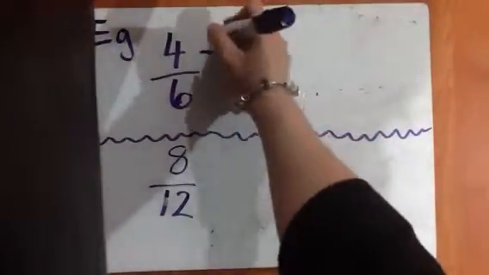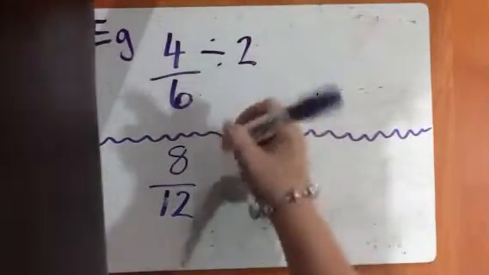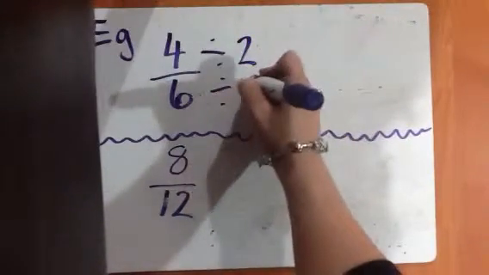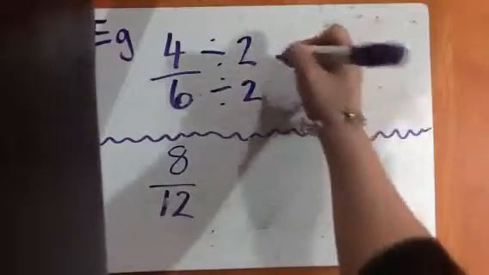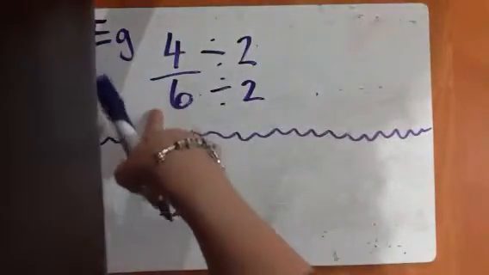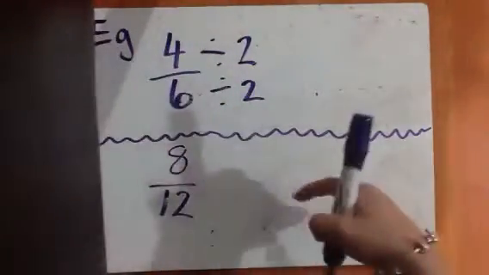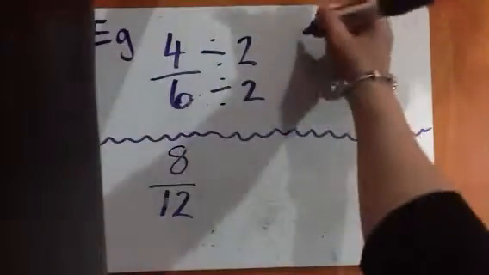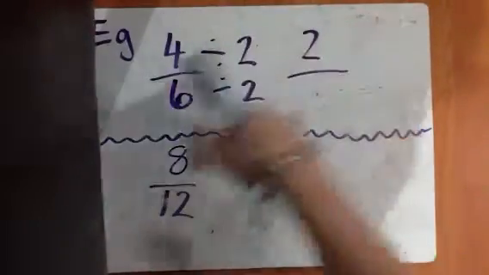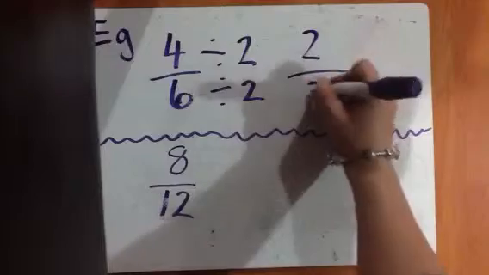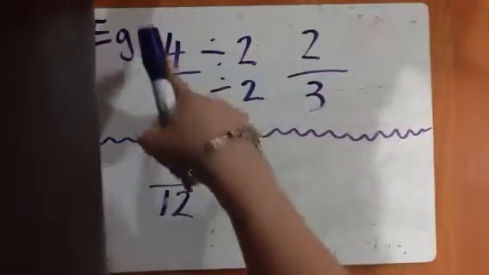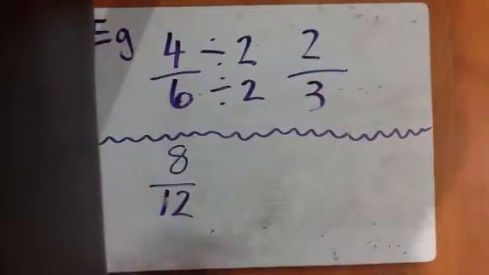So what I do is I divide the numerator by 2, and I divide the denominator by 2. Because when we're dealing with fractions, we have to remember that whatever we do to one number, we do to the other number. Okay, so 4 divided by 2 is 2. 6 divided by 2 is 3. So 4/6 simplified is 2/3. Okay, let's do another one together.